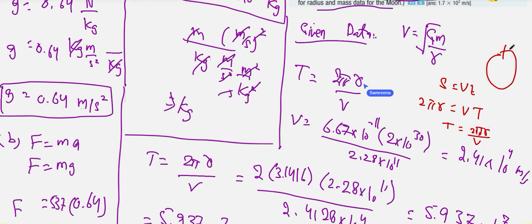So this is the time period which the object will take when it starts its orbit from a point, and then it will come to that point again after completing its rotation.